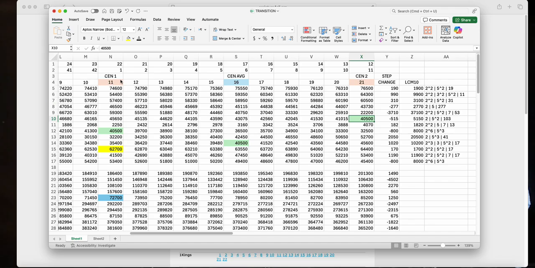So one thing that I ended up doing was I just looked at the average of these two to find a middle point to see if that would communicate something to me.